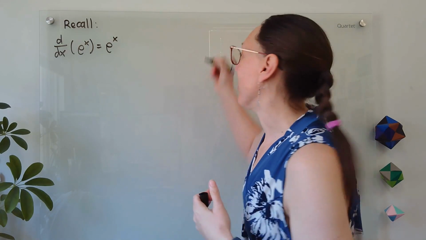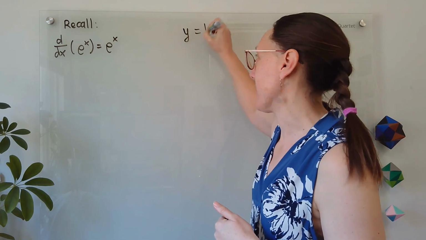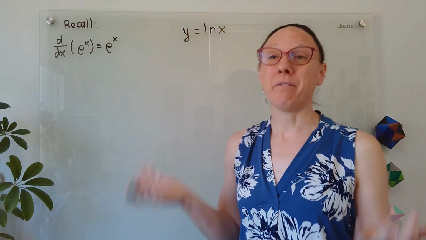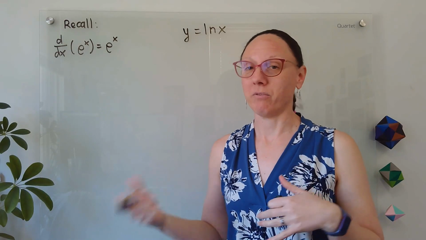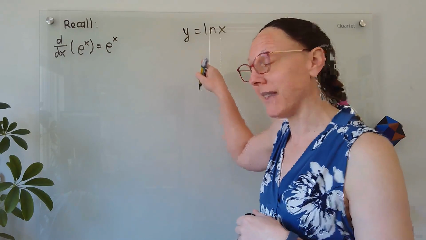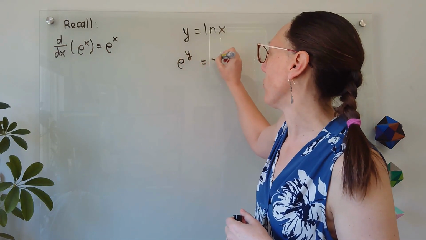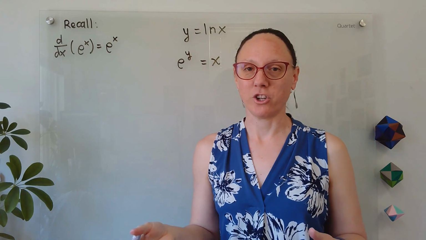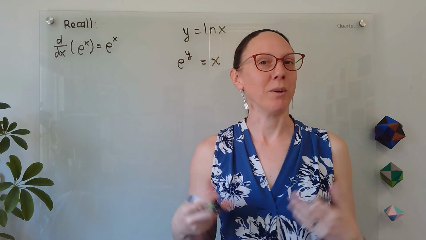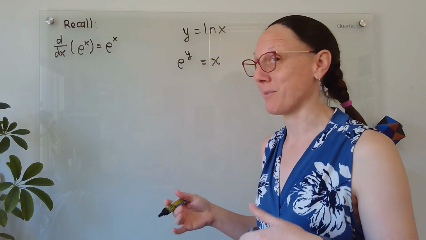So what I'm going to do is start by saying the thing I really want to find the derivative of is y equals natural log of x. But if I don't know what that derivative is, I'm going to use the inverse relationship of logs and exponentials to rewrite this equation to say e to the y is equal to x. Now I can apply implicit differentiation to both sides. So I'm going to take the derivative of both sides of this equation with respect to x.